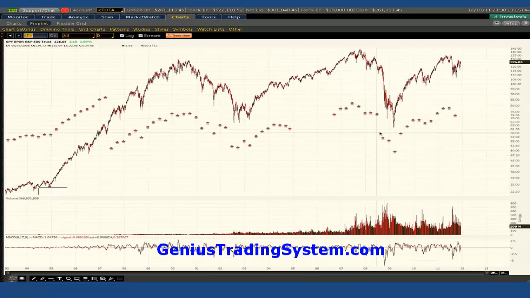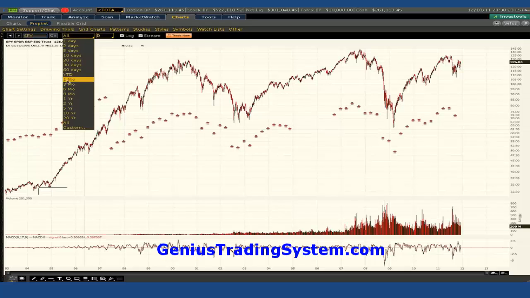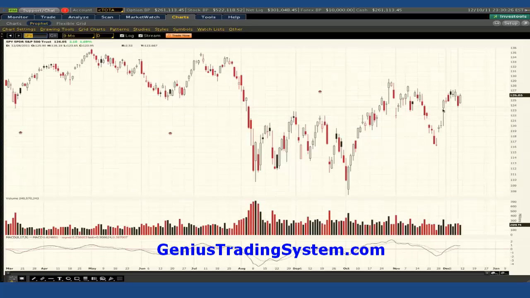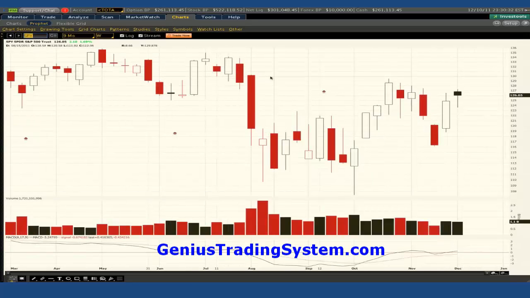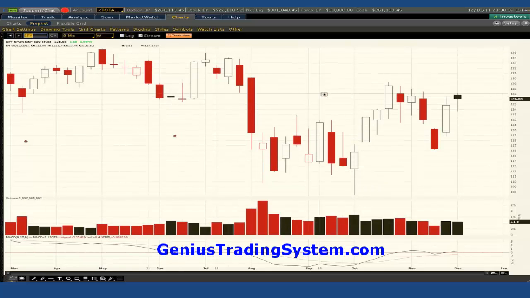Take a look at our SPY chart here again. Let's go into a daily chart just for 5 months and take a look at the most recent weekly chart for the past 9 months. Now, what we want to do is determine, based on this, the current state of the volatility of the market.